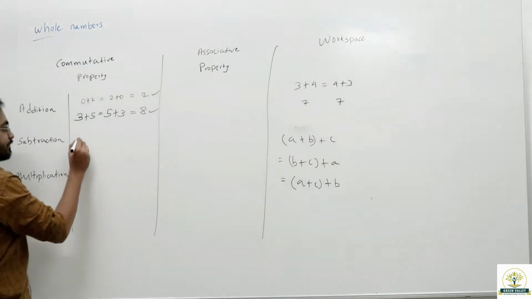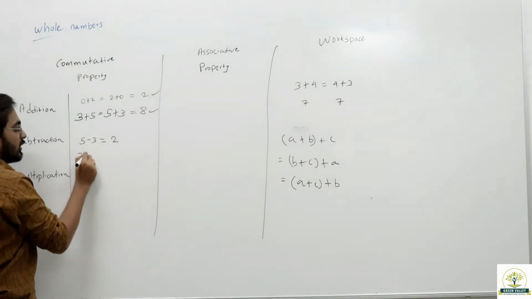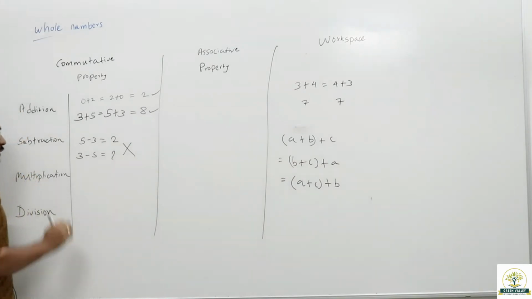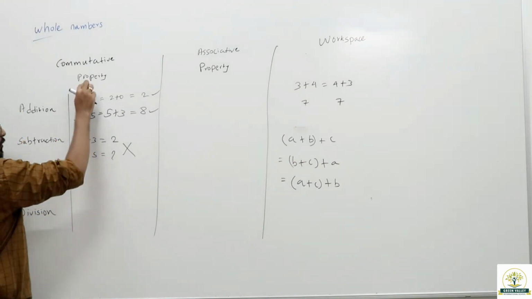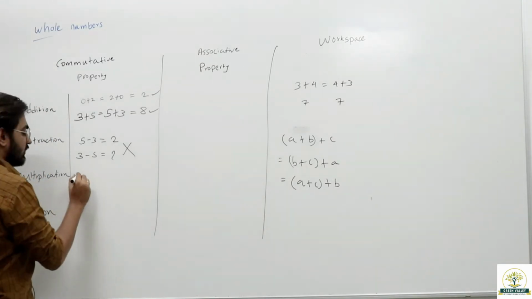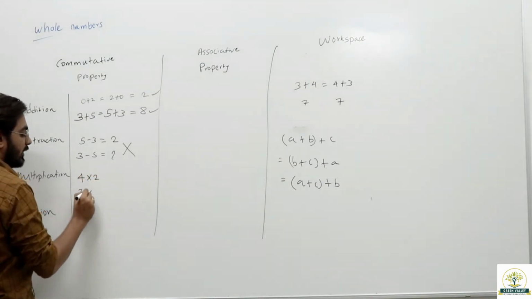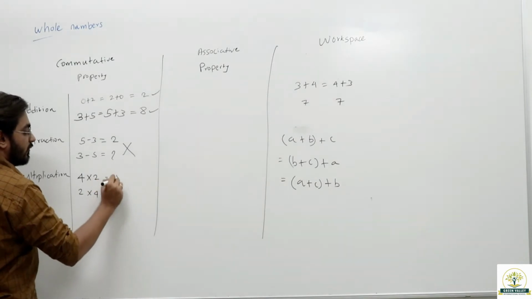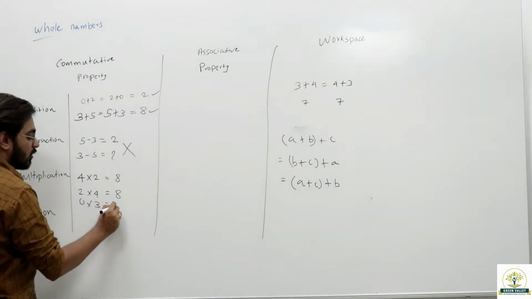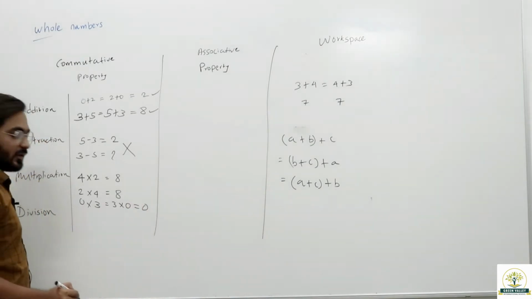Now let us do subtraction. If I do 5 minus 3, answer will be 2. But what if I do 3 minus 5? Answer won't be the same. So subtraction does not follow commutative property for whole numbers. Let us do multiplication. If I do 4 multiplied by 2 or 2 multiplied by 4, answer of both will be 8. Let us do 0 as well. 0 multiplied by 3 or 3 multiplied by 0. 0 multiplied by any number, answer will be 0.